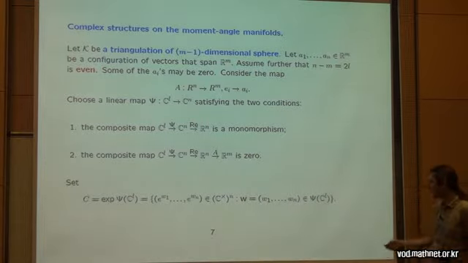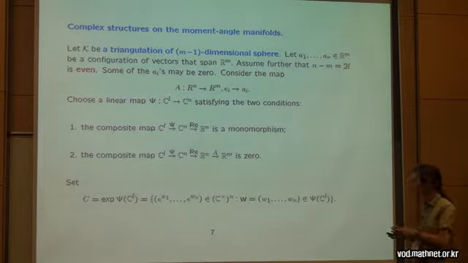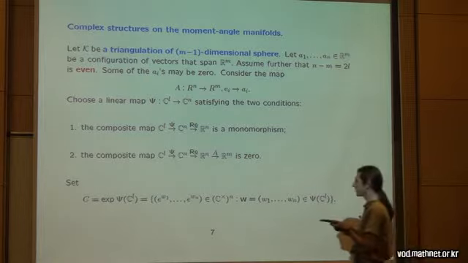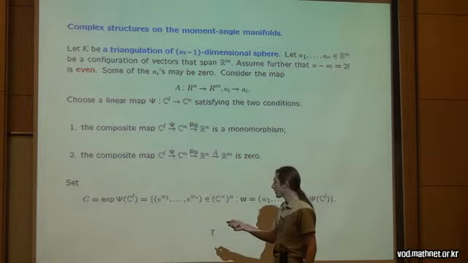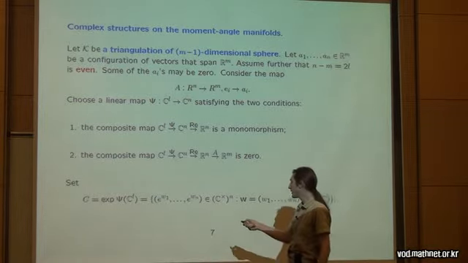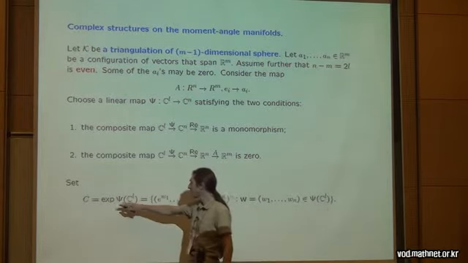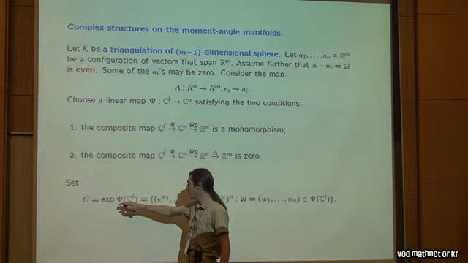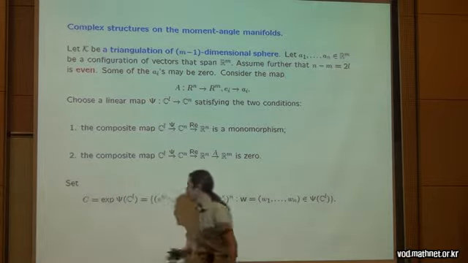Okay, now we can define a complex group C. C is a subgroup of (C*)^n in the following fashion: it's just the exponent of psi(C^l). We can consider psi(C^l) as the Lie algebra of this Lie group. Okay.